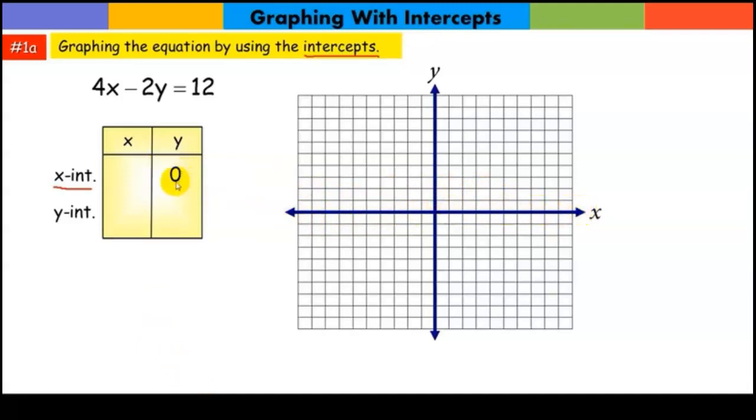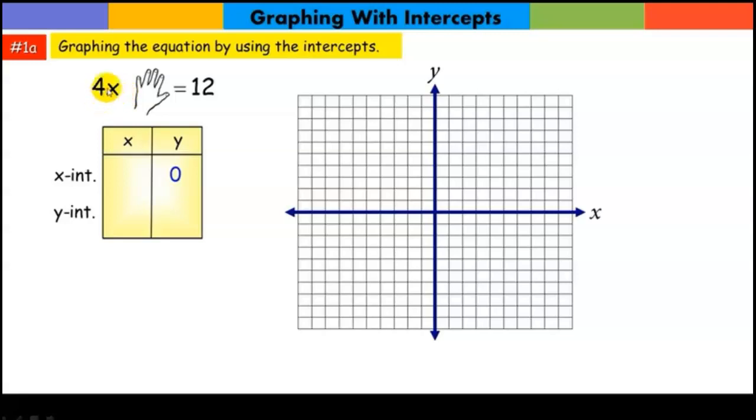Now I mentioned the cover-up method. If y is 0, if this y is 0 right here, I always think of it this way, and if I have it on paper I usually use my thumb, but I just cover this term up because it's basically going away. And I want to know where on the x-axis it crosses. Well, this will give that to me.